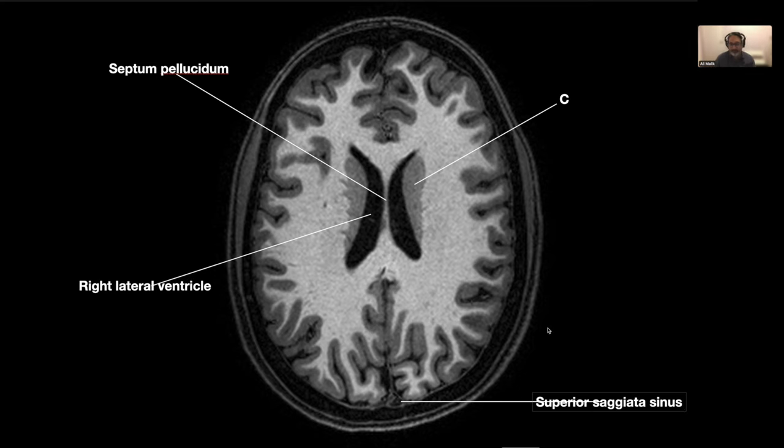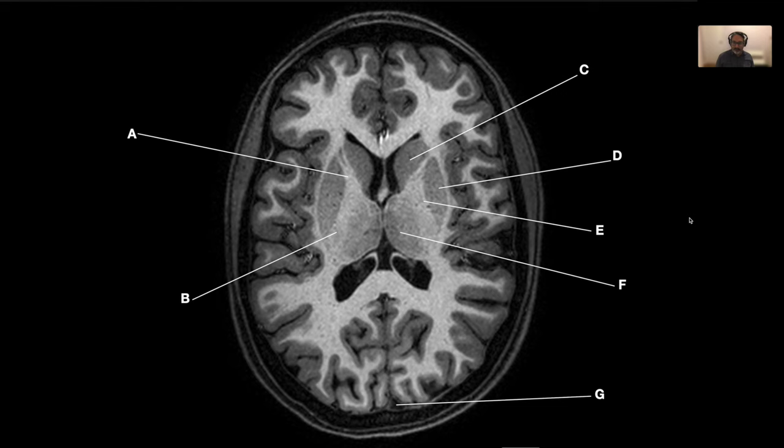It's a bit hard. That is correct. Now that is the caudate nucleus. I didn't demonstrate it that way, but as you start going down the ventricle, the caudate nucleus shows up. But you got it. All right, next one.